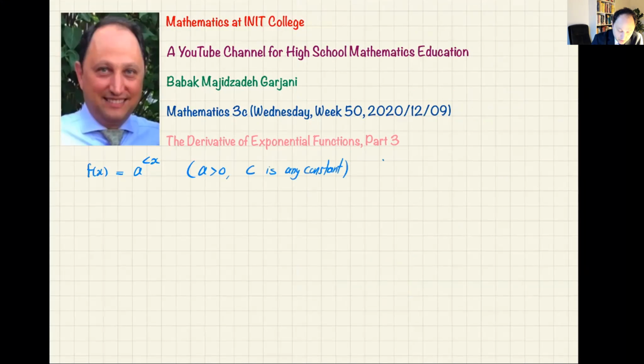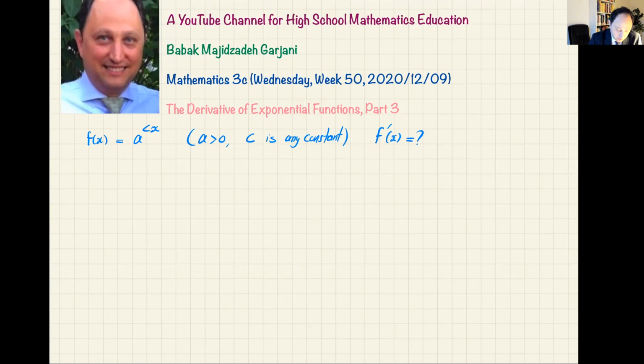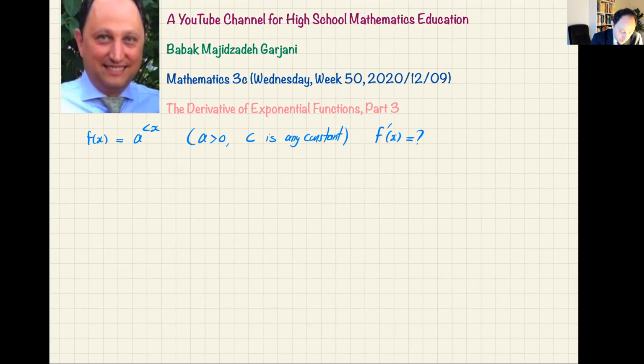Okay, so the question is, what is the derivative of this function? But that is also very simple again, yes? So what I can do, I can say that f of x is equal to a to power cx. Instead of a, I can write e to power ln of a, and then I have cx. What I have done, I just copied and pasted this part. Instead of a, I wrote this.